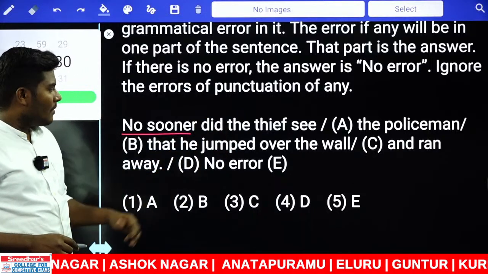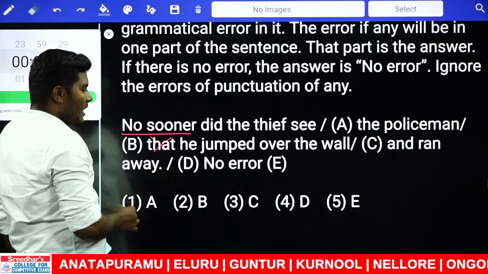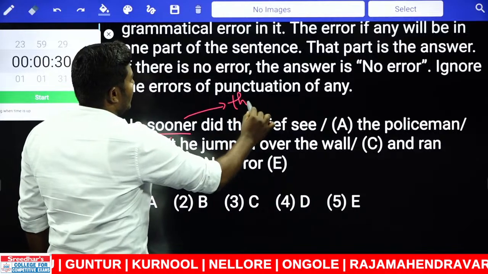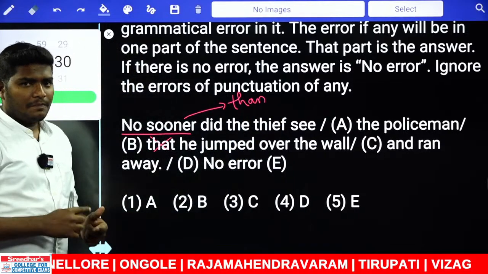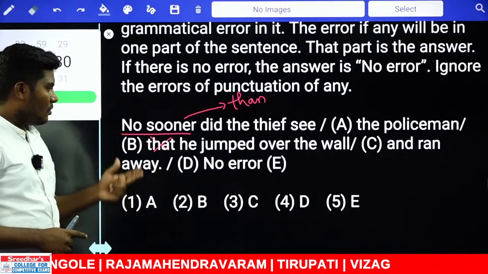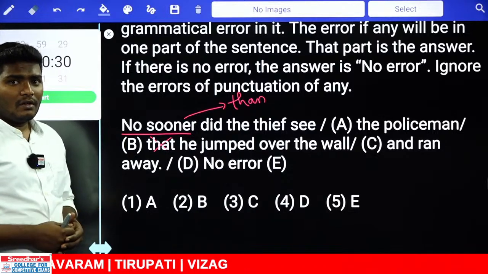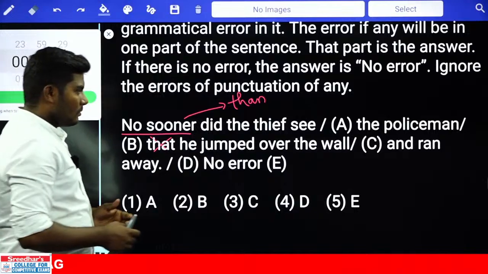Which one should come? The word no sooner should be followed by, not that, what should come? No sooner is followed by than, not then. Okay, that is a simple one. Either or, neither nor, not only but also, no sooner than, hardly, barely, scarcely when, whether or, both and, all these combinations are relative pronoun errors.